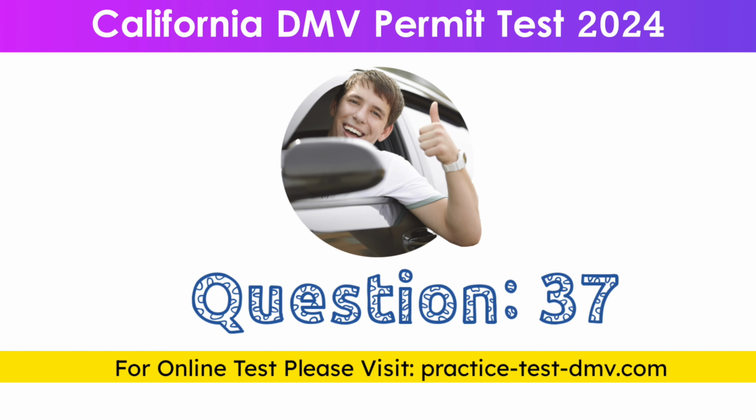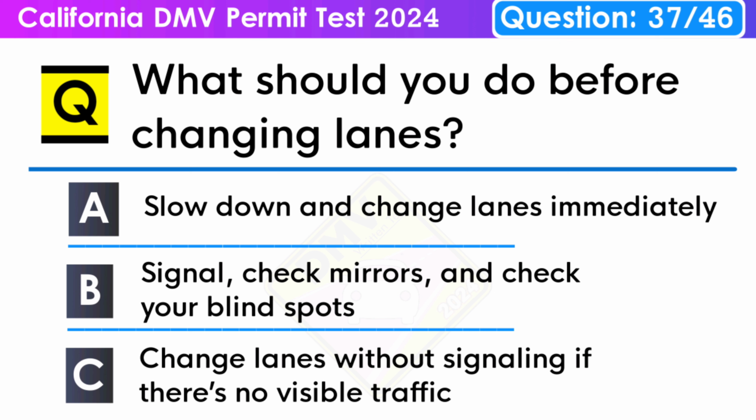Question 37. What should you do before changing lanes? A. Slow down and change lanes immediately. B. Signal, check mirrors, and check your blind spots. C. Change lanes without signaling if there's no visible traffic. Correct answer: B. Signal, check mirrors, and check your blind spots. Before changing lanes, you should always signal, check your mirrors, and look over your shoulder to check your blind spots for other vehicles, motorcyclists, and bicyclists.